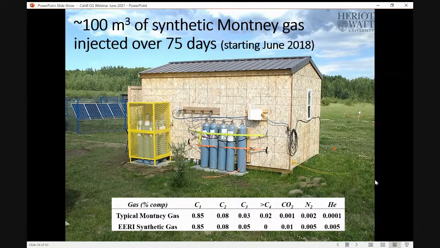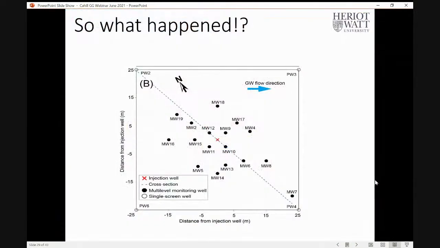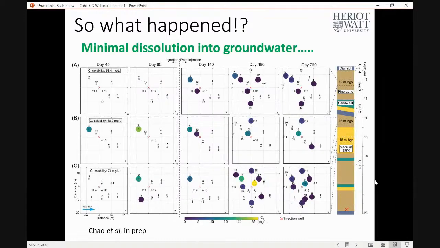So we made it similar to what the Monty gas would be like in terms of its composition of C1 to C3. And the gas was controlled by a mass flow control system, and down it went into the ground at 26 meters depth. And there we monitored it. So what happened? So I think this is a plan view of the groundwater monitoring well network. And we can see here the red cross is where the gas was going into the ground, and around it we had lots of monitoring wells.